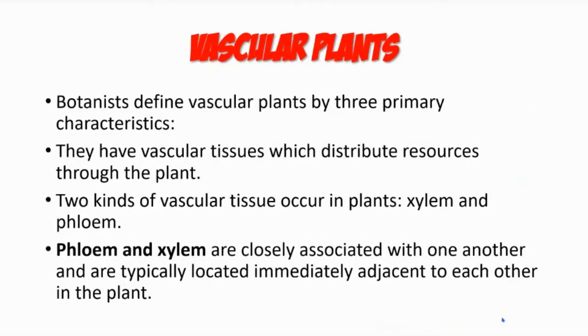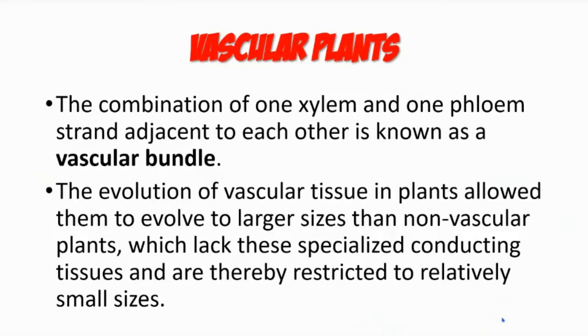So, botanists define vascular plants by three primary characteristics. So, they have vascular tissues which distribute resources through the plant. Next po, two kinds of vascular tissue occur in plants, which are the xylem and phloem. And then, phloem and xylem are closely associated with one another and are typically located immediately adjacent to each other in the plant.